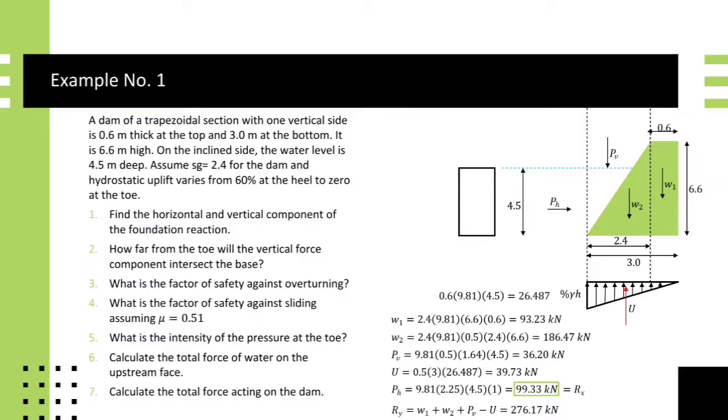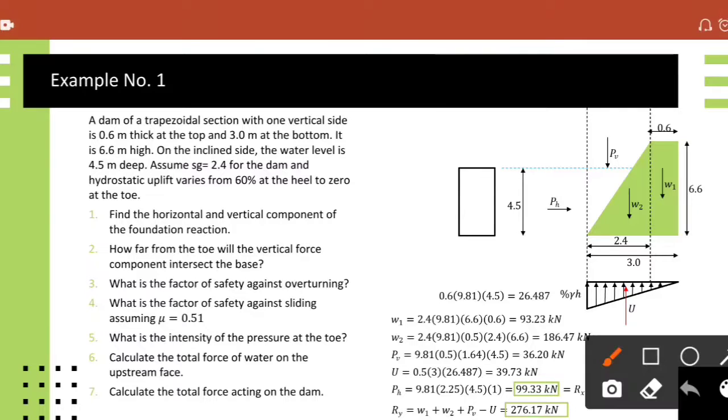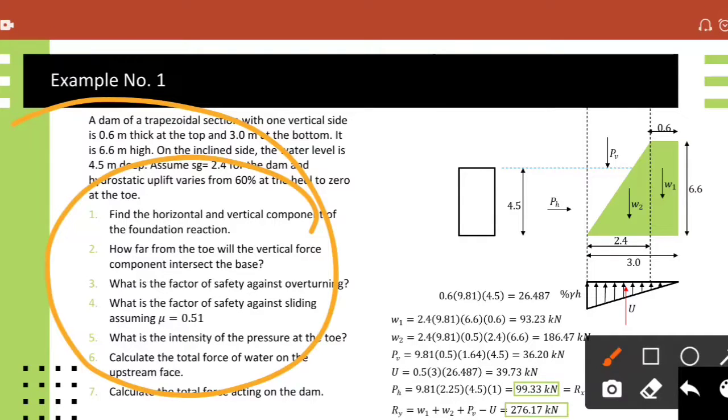So, weight 1 plus weight 2 plus PV minus uplift. And that will give you an answer of 276.17 kilonewtons. That is your RY. So, tandaan nyo na itong mga to. Alisin ko yan, ha. Sa next slide mawawala na to para makapag-solve tayo ng buo, kasi kailangan natin yung figure.